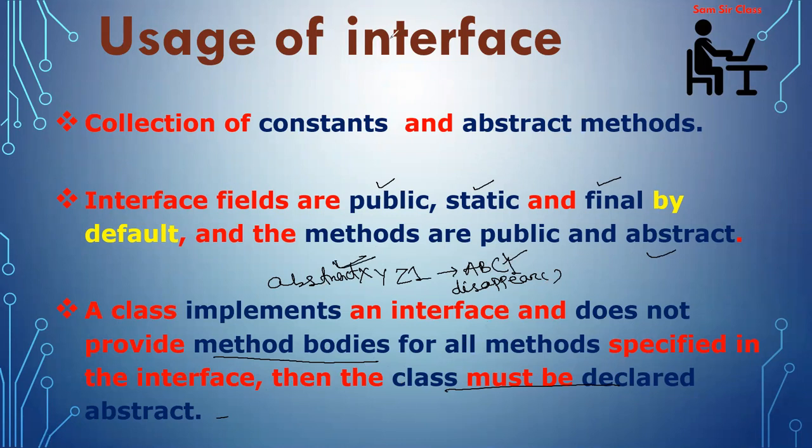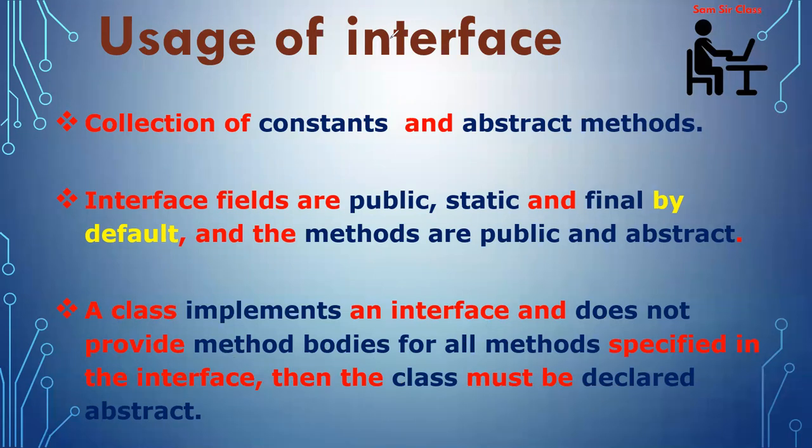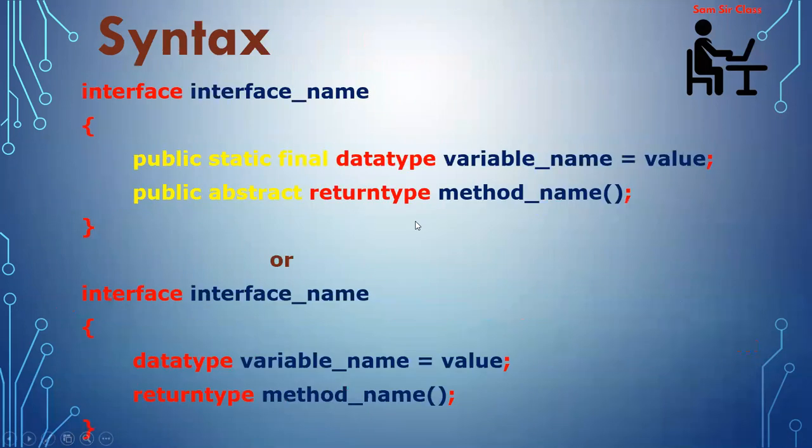So this is the usage of interface. Clear? If you are not mentioning it also, the variables and methods will be by default treated as public, static, final for the variables, and public and abstract for the methods. Now this is the syntax we have seen: if you are writing public, static, final, it's okay. If you are writing public, abstract, it is also okay.